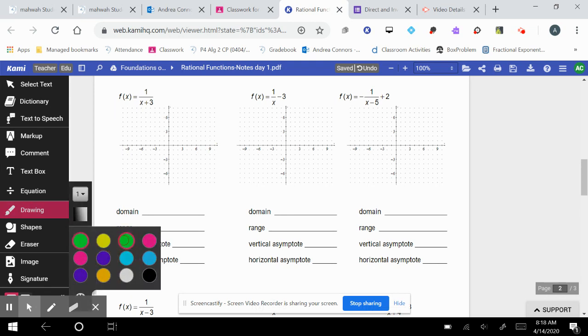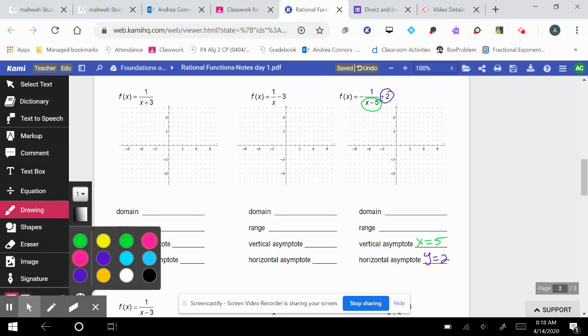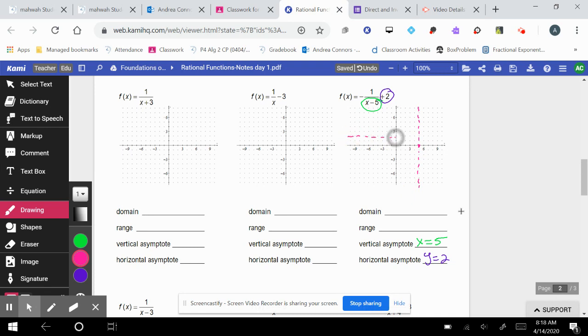Again, your vertical asymptote is your evil inside. X is equal to 5. And your y is equal to 2. So I'm going to do x is equal to 5 and y is equal to 2. And again, this is very similar to the other one we just did, except it is negative. If you guys see that, it's negative.